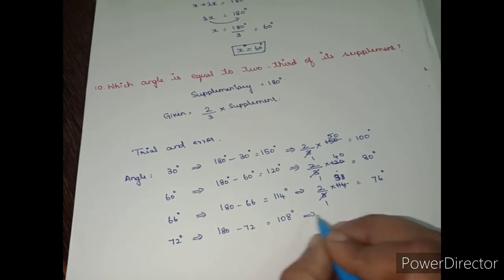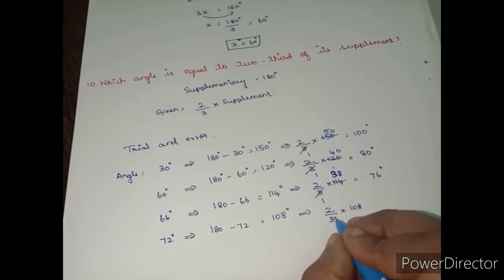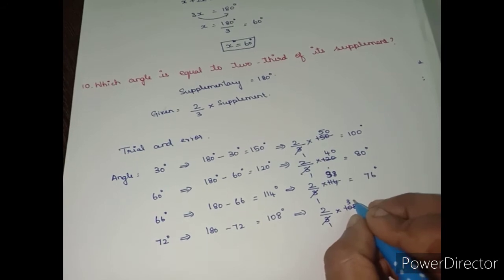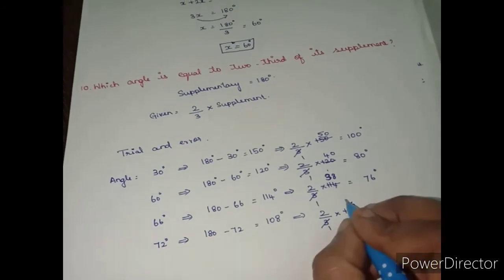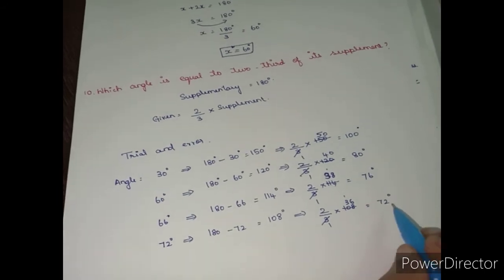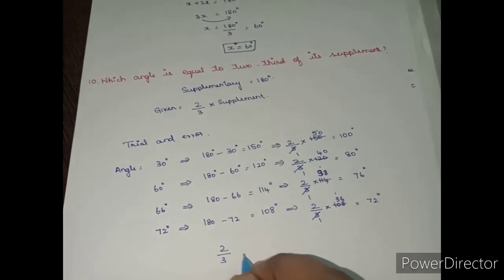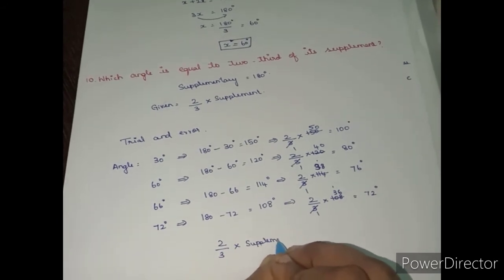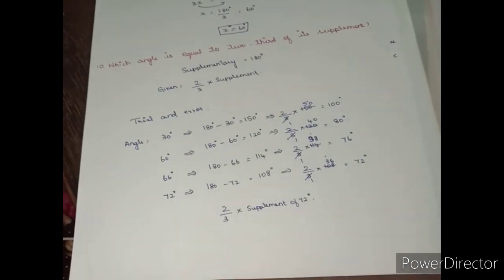108 degree. So 2 by 3 into 108 degree. 3 table 1 time, 3 3s are 9. 3 6s are 18, so 36. 2 6s are 12. 1 2 3s are 6, 6 plus 1 is 7, so 72. Yes, 72 is the other angle. So 2 by 3 into the supplement of 72 degrees is the correct answer.